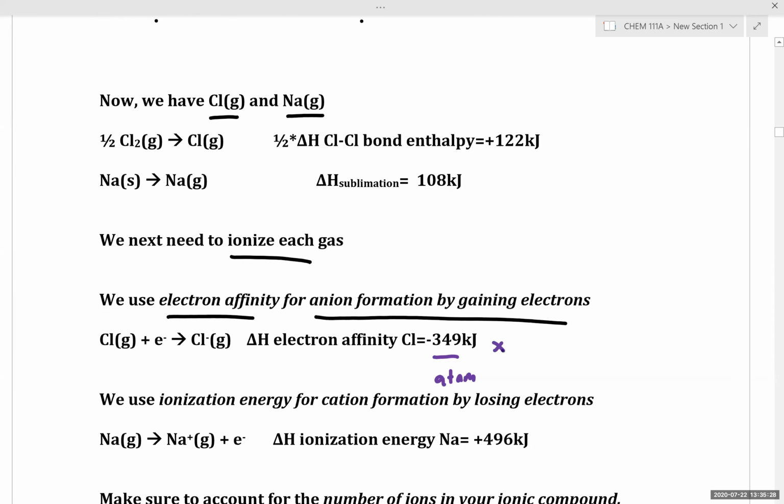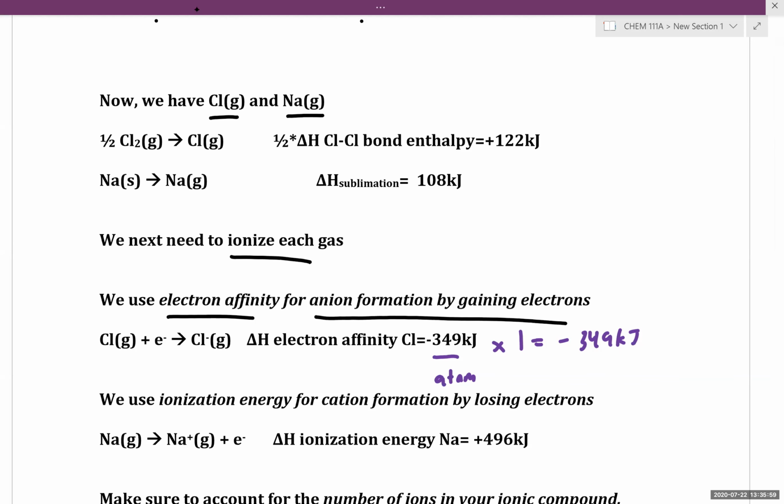In this case, how many chlorine atoms are we ionizing? One, exactly right. So it just turns into negative 349 kilojoules. I always want you to do this little check: how many atoms am I ionizing? How many atoms do I need? This is the nuance that's critical in Hess's law problems.